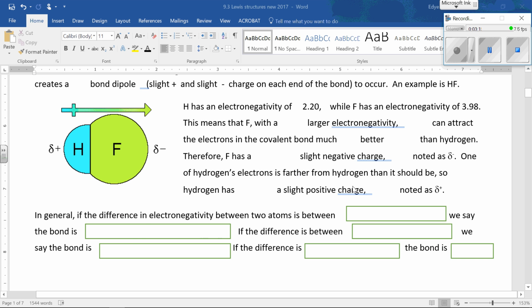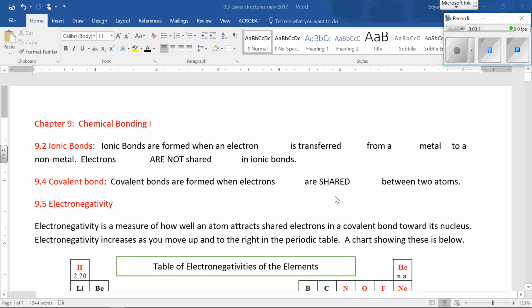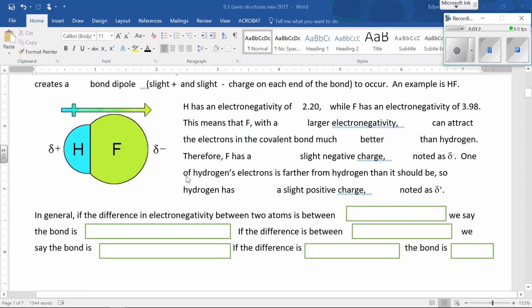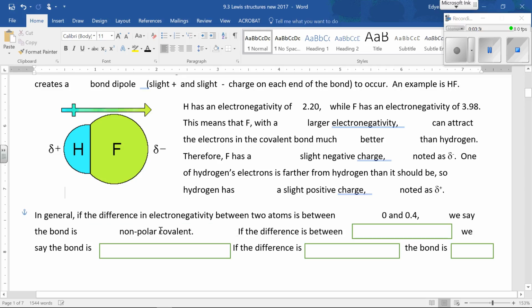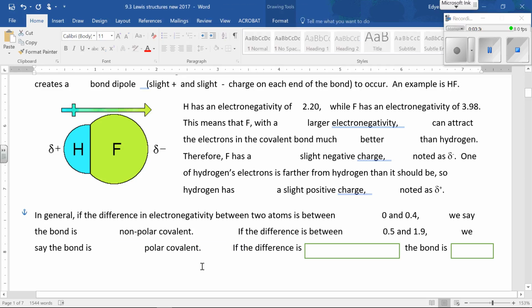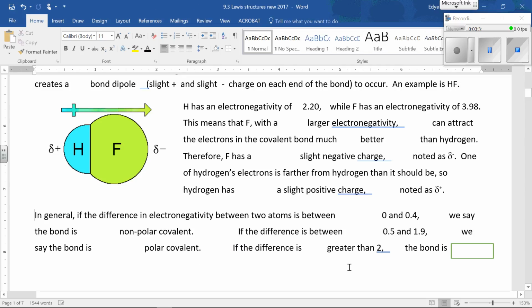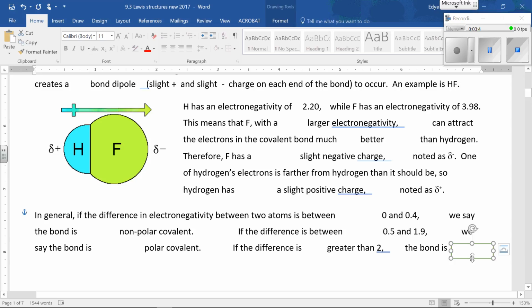Okay. So now I said I would explain a better definition for ionic and covalent bonds. And even this definition is not always true. But if you have an electronegativity difference between 0 and 0.4, we say the bond is nonpolar and it's covalent. If the difference is between 0.5 and 1.9, we say the bond is polar covalent. And if the difference is greater than 2, the bond is ionic.